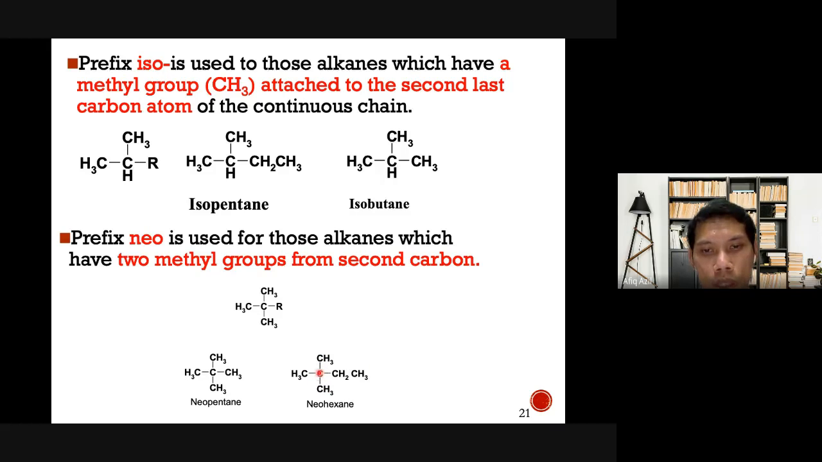So this carbon, which is the second carbon, is bonded to 2 other methyl groups, 1 and 2. This is not counted because it will be considered as the straight chain. So 1 and 2.